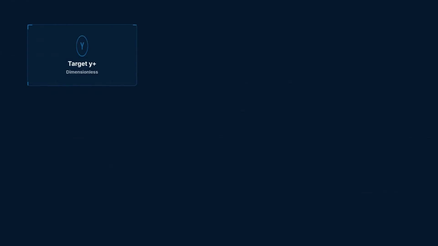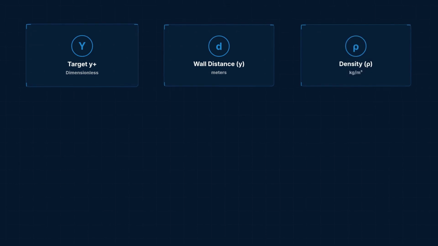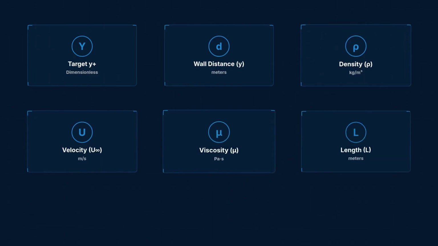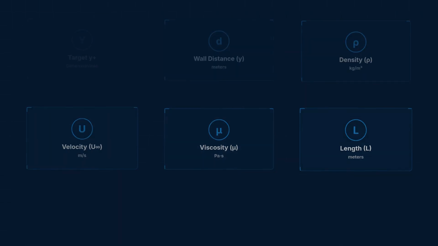Next, enter your target y plus value. Then input wall distance, y in meters, density, rho in kilograms per cubic meter, free stream velocity, U in meters per second, dynamic viscosity, mu in Pascal seconds, and characteristic length, L in meters.